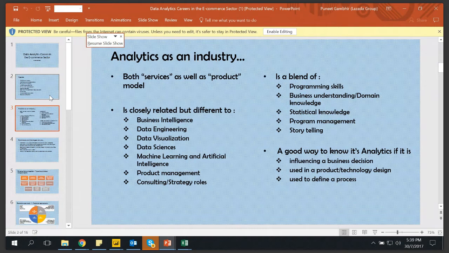Now, analytics is related to but different from BI, business intelligence, data engineering, visualization, data sciences, machine learning and AI, product management, consulting. We'll talk about this in a little more detail at a later stage. To be into analytics, the person needs to have a blend of these particular skills: programming skills, business understanding, statistical knowledge, program management, storytelling. I'll talk about these as well a little later. A good way to know if you are into analytics is if your work, which is data driven, is influencing a business decision. It's used in a technology to define the features of the technology, or it is used to define, improve, or streamline any business process. Again, we'll talk about examples as we go ahead.